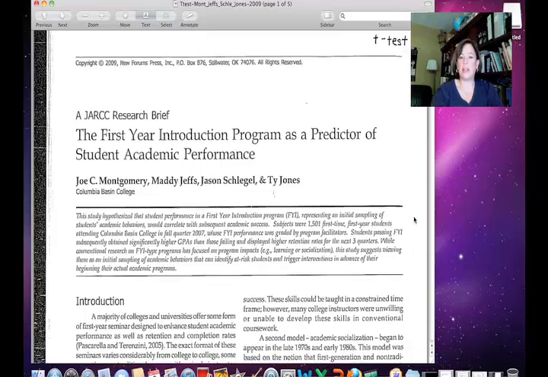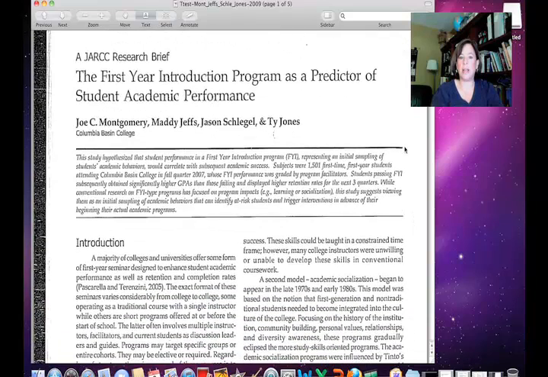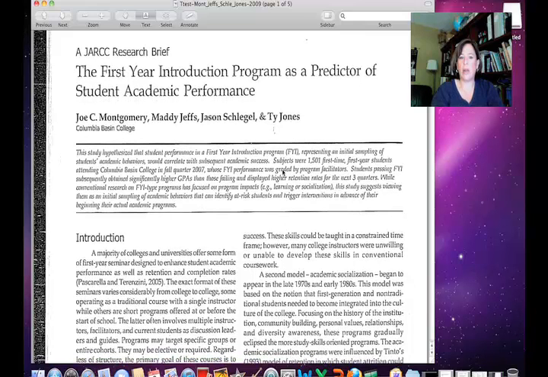Here's the abstract, and remember how important I said the abstract can be. Right away, the very first sentence talks about hypothesizing what the hypothesis is and the research problem. Sometimes the hypothesis is stated in such a way that it just gives you the research problem. Right here, it talks about the subjects.